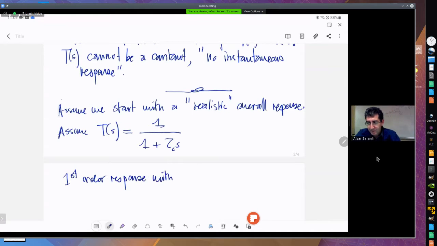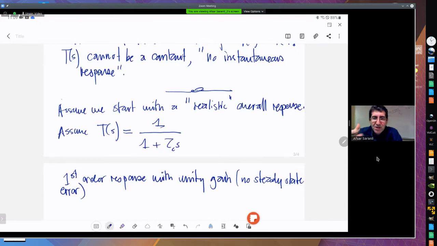with unity gain. That means you don't have any steady state error, because your reference, remember, is a unit step function. So with unit or whatever step function you have, you will converge to that final value with unity gain. Okay, and time constant tau c.